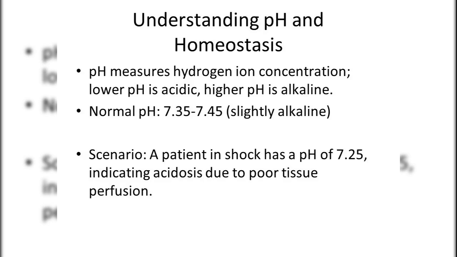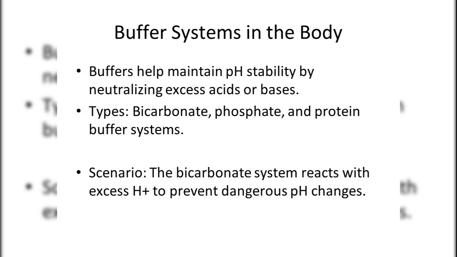pH measures hydrogen ion concentration, with lower pH being acidic and higher pH being alkaline. Normal pH ranges from 7.35 to 7.45. A patient in shock with a pH of 7.25 indicates acidosis due to poor tissue perfusion. Buffer systems help maintain pH stability by neutralizing excess acids or bases. The main types are bicarbonate, phosphate, and protein buffer systems.